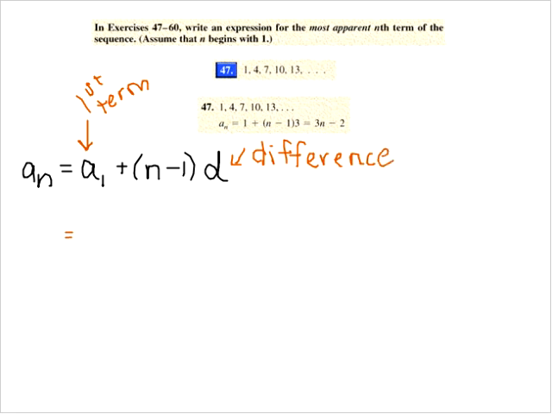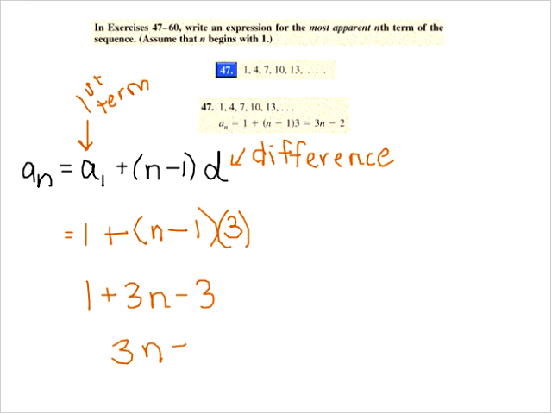For this one, our first term is 1. And d looks like we're adding 3 each time, so it's a positive 3. Let's distribute that 3 through the parentheses and then combine like terms. And we get 3n minus 2 for my equation.